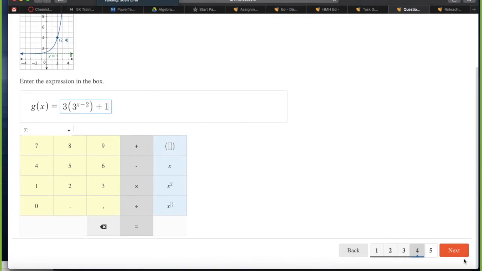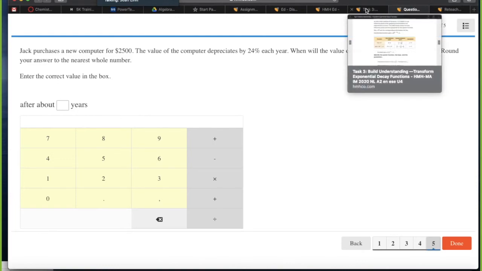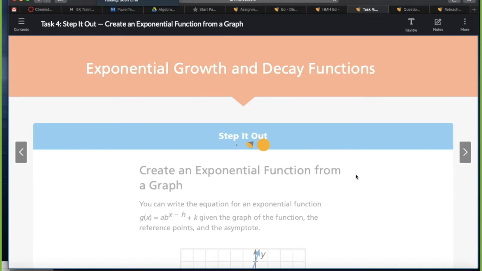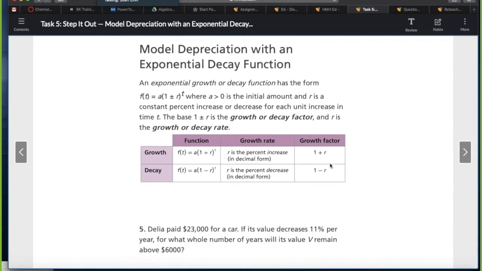All right, last but not least. Jack purchases a new computer for $2,500. The value of the computer depreciates by 24% each year. When will the value of the computer be less than 160? Round your answer to the nearest whole number. So remember, the textbook gave us the rate of depreciation. I could come close to it, but I don't think I can remember off the top of my head.